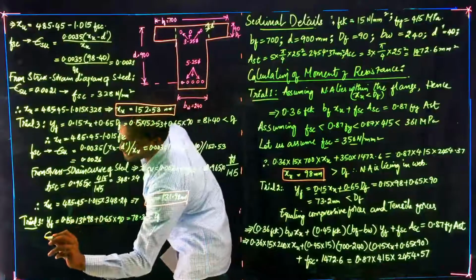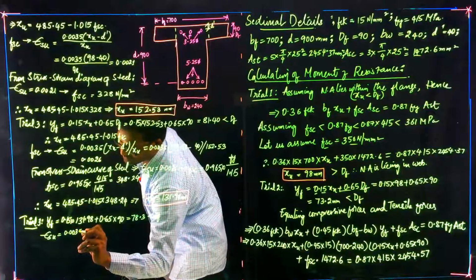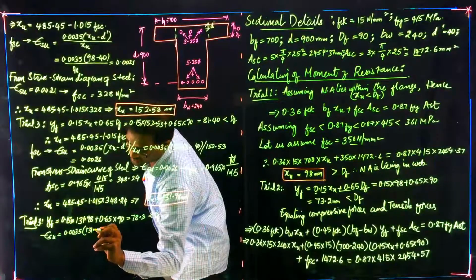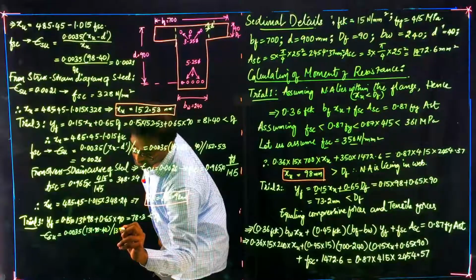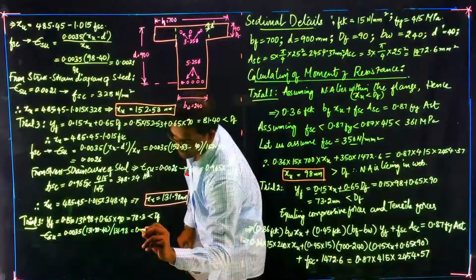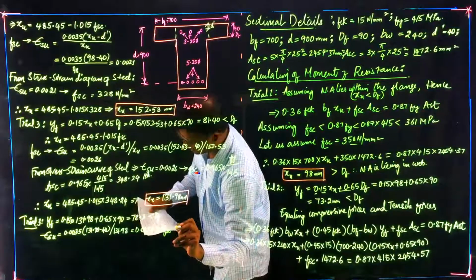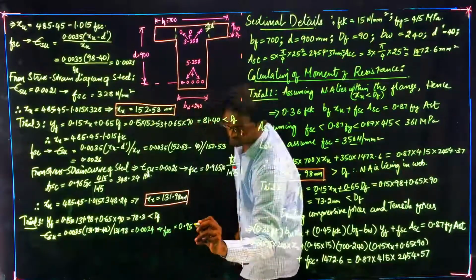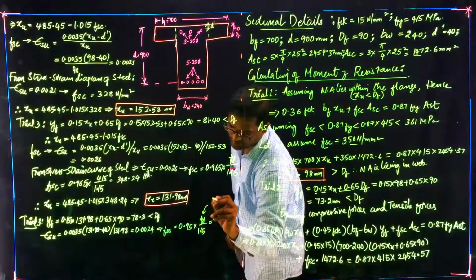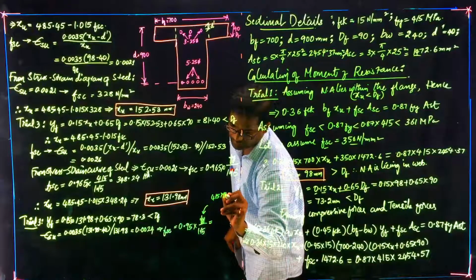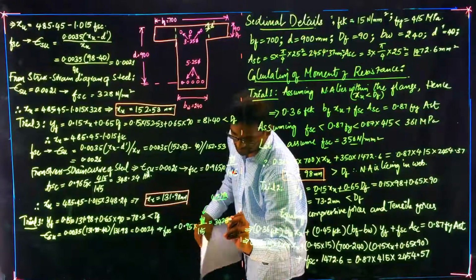Next, calculating the ultimate strain in steel: 0.0035 into 131.98 minus 40 divided by 131.98, which is 0.0024. For 0.0024, the FSC value is given by 0.95 into Fy by 1.15. If you substitute Fy equals 415 MPa, you will get an FSC value of 342.83 MPa.